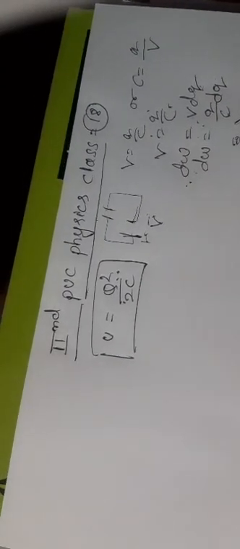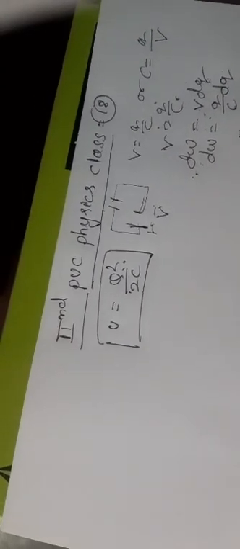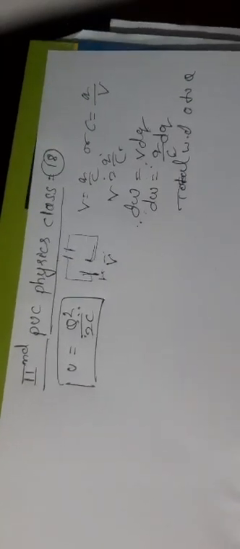The capacitance C is taken outside, and we integrate this equation. What is the total work done? Integrating both sides, the total work done in transferring a charge from 0 to Q. The charge at the initial position is 0, and the charge at the final position is Q.